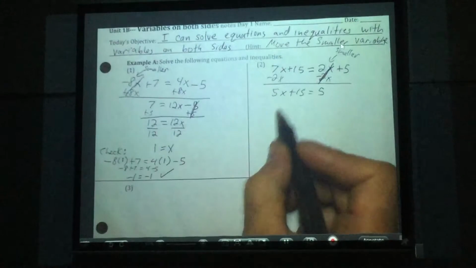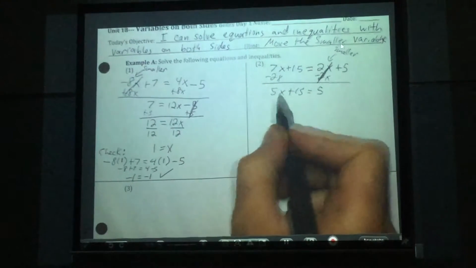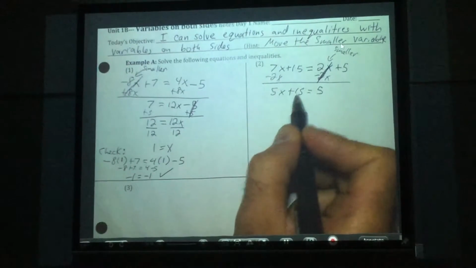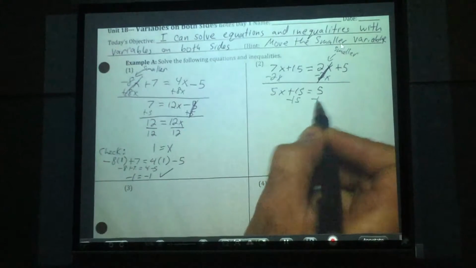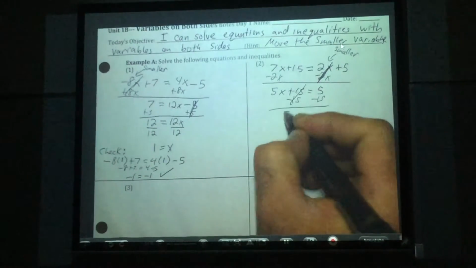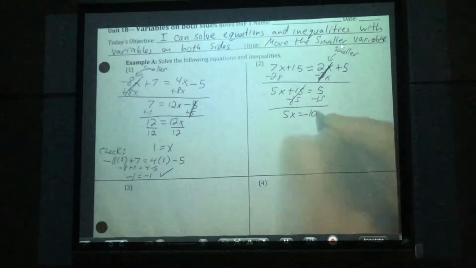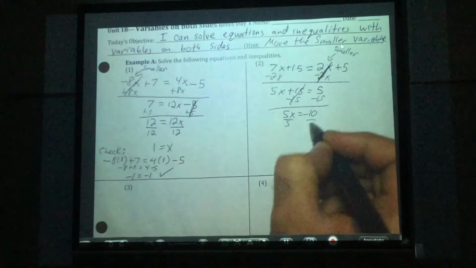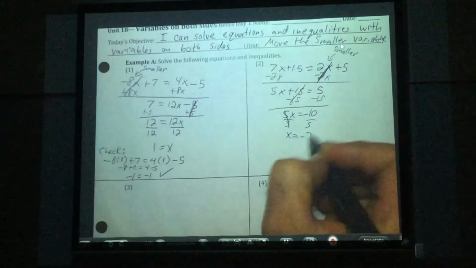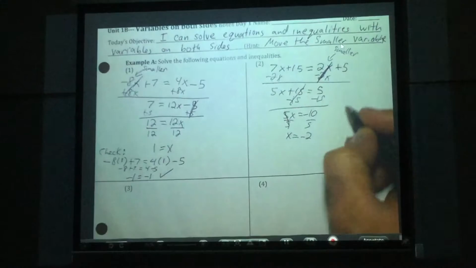Okay, now it's another two-step equation. What's furthest away from x? It's the 15. So let's subtract 15 from both sides. These cancel. 5x equals negative 10. Now we divide by 5. X equals negative 2. Alright? So let's go ahead and check our answer.